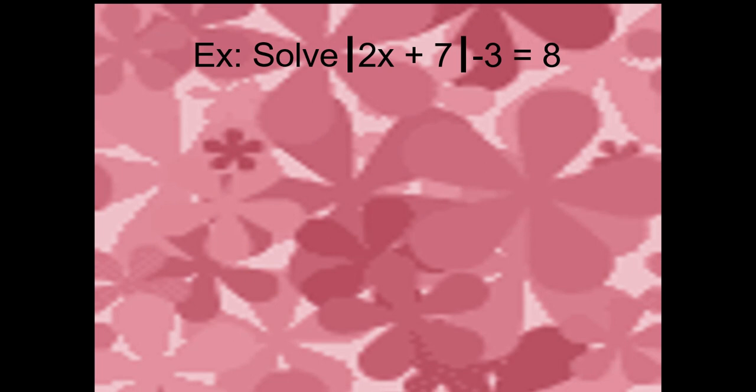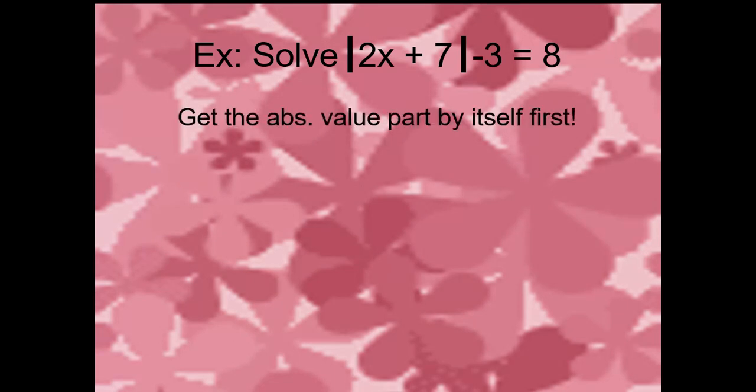I said in the remark, the absolute value should be alone all the time. So I cannot directly start to solve and say 2x plus 7 equal to 8, or minus (2x plus 7) equal to 8. No. First I have this minus 3. I should move it to the other side, so I need to get the absolute value part by itself first. Minus 3 goes to the other side and becomes plus 3. 8 plus 3 is 11. And then now I will have two equations.